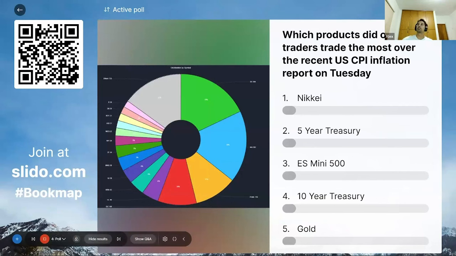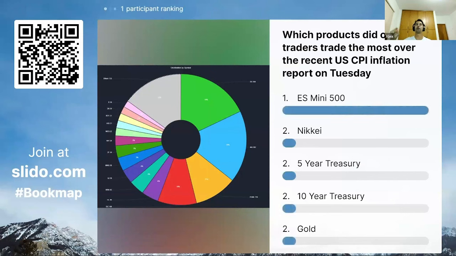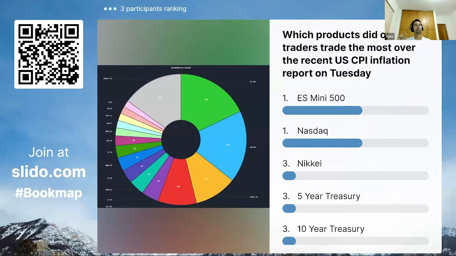We just had US CPI inflation happen on Tuesday. Now I want to ask you, which products did our traders trade the most over the recent US CPI inflation report on Tuesday? Try not to look at the graph. I thought the graph would come up afterwards, but it's come up beforehand. So try not to cheat, but let's see what people think. It'll be interesting from your perspective, which markets you trade.